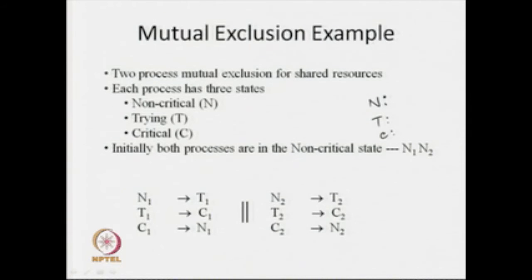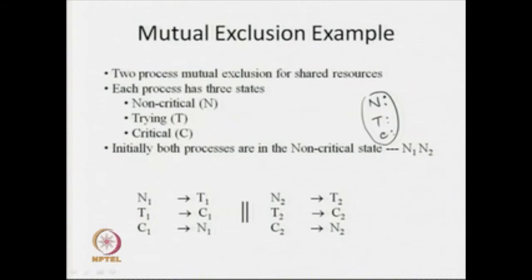So, we can say that one particular process can be in any one of these three states: N, T or C. N is the non-critical region, T means it is trying to enter the critical section, that is, it is requesting the shared resources, and critical means the process is executing in the critical region, that is, it is working with the shared resources.